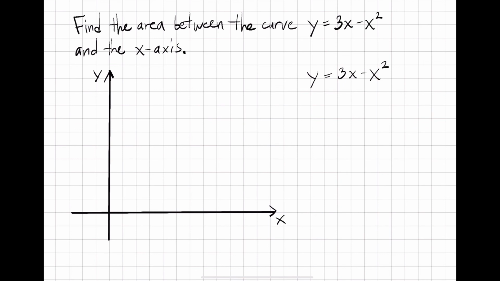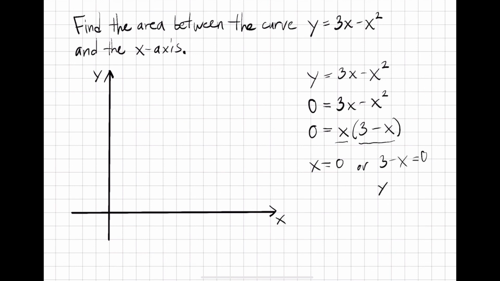So a good first step is to figure out where this graph crosses the x-axis. We can do that by setting y equal to 0. 0 equals 3x minus x squared. This is a polynomial, so we know that we can solve an equation like this by factoring. If we factor this, we get 0 equals x times (3 minus x). And of course, if a product of two things equals 0, then one of those two things must be 0. So either x equals 0 or 3 minus x equals 0, which would mean that x equals 3.